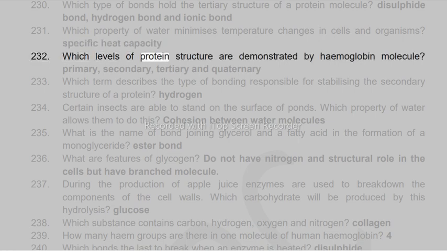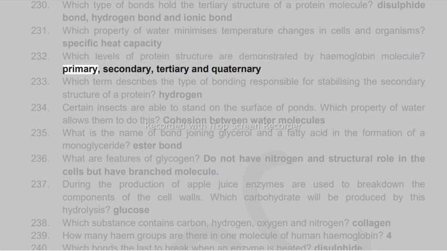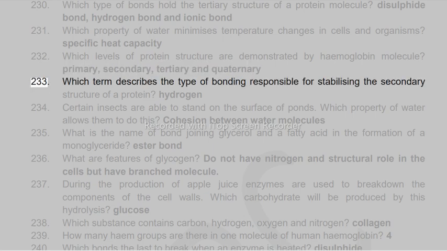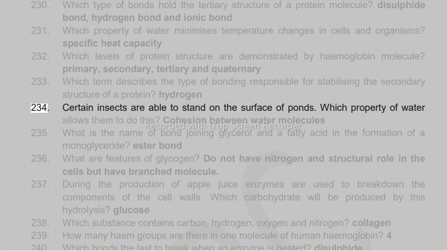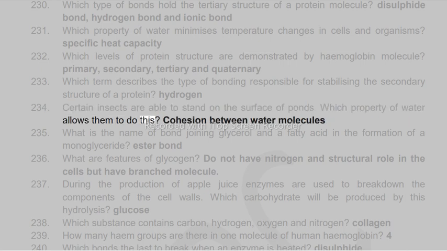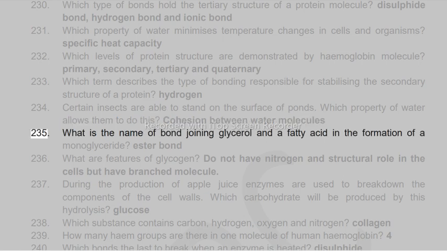232. Which levels of protein structure are demonstrated by the hemoglobin molecule? Primary, secondary, tertiary and quaternary. 233. Which term describes the type of bonding responsible for stabilizing the secondary structure of a protein? Hydrogen. 234. Certain insects are able to stand on the surface of ponds. Which property of water allows them to do this? Cohesion between water molecules.